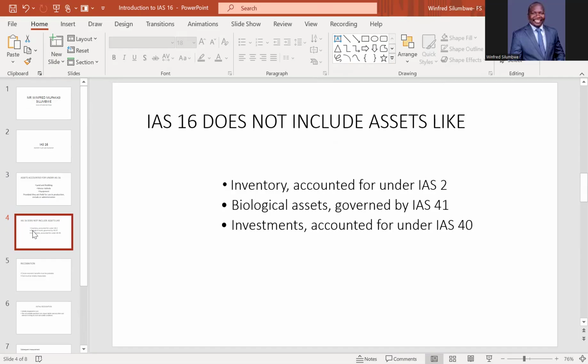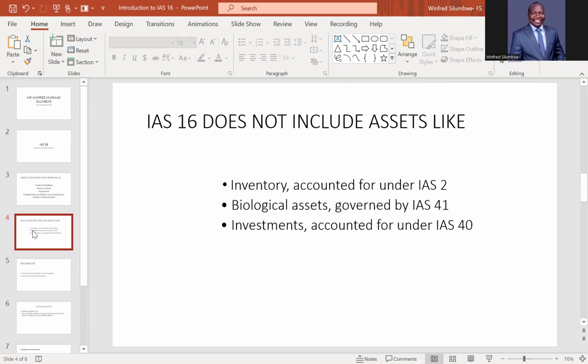Biological assets are, for example, cows that you are keeping for breeding, so that they are able to give you milk. It's for farming purposes. Those are treated under IAS 41 as biological assets. If you have assets that you are using for capital appreciation to resell, like I've mentioned earlier, those assets are accounted for under IAS 40 as investment property.